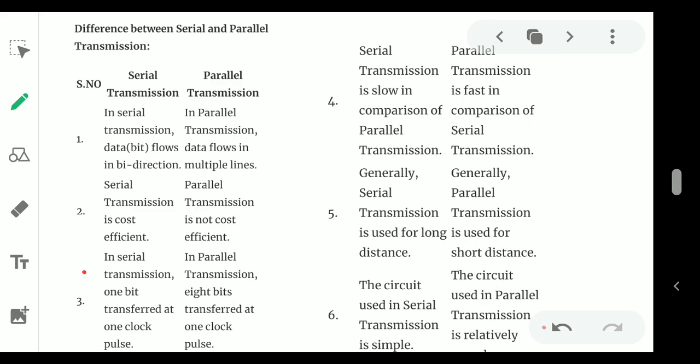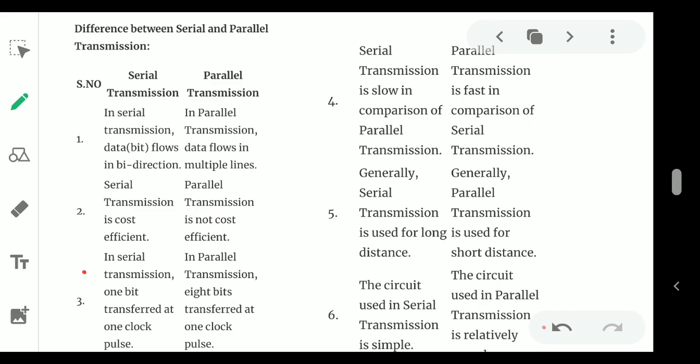And in case of parallel transmission, data flows in multiple lines. Number 2, in serial transmission, cost is efficient, but parallel is not efficient because the cost is high. Number 3, 1 bit is transferred in 1 clock pulse, but here 8 bits are transferred in 1 clock pulse in case of parallel. Serial transmission is slow in comparison to parallel, and parallel transmission is fast. Serial transmission is used for longer distances, and parallel communication is used for shorter distances.